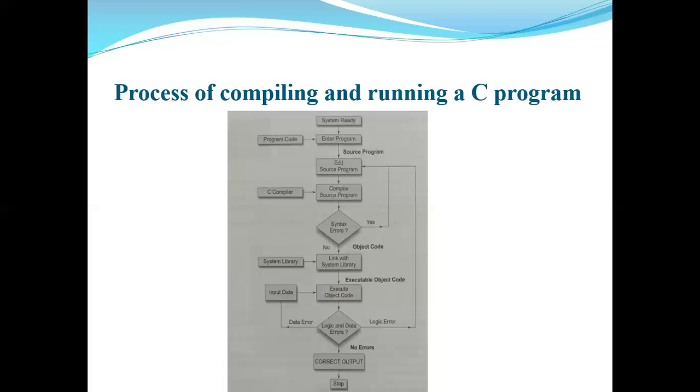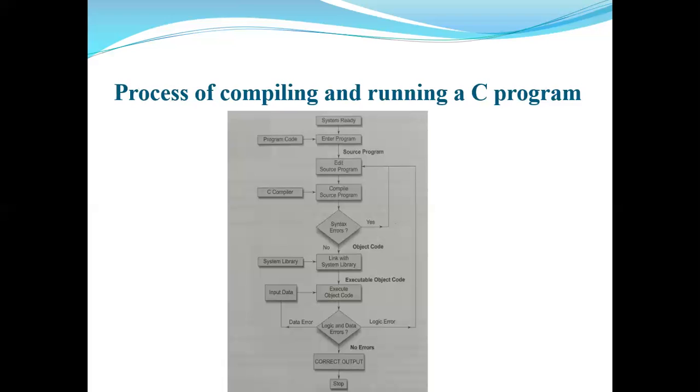Logic and data errors, if there are any. Once the program is executed, if there are any logical errors or data errors, then again you need to go back to your program, re-edit the program, and recompile the program, then check for syntax errors. Again, if it is error free, its corresponding object code is created, link it with the system library, you get executable object code, then execute the object code and again check for logic and data errors. If it is free of logic and data errors, then you'll get the correct output.